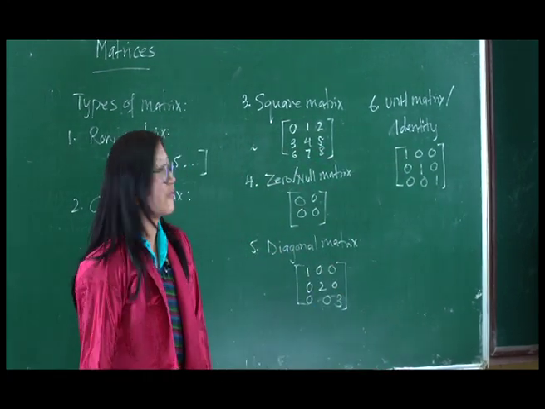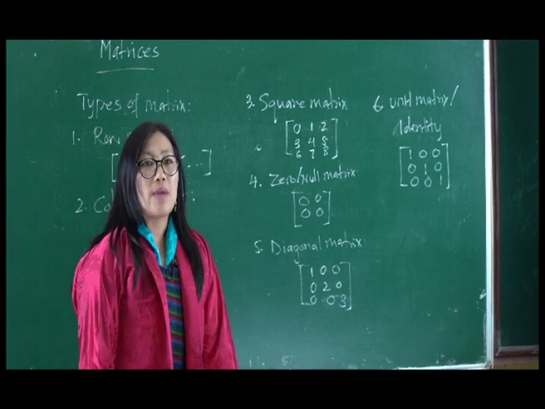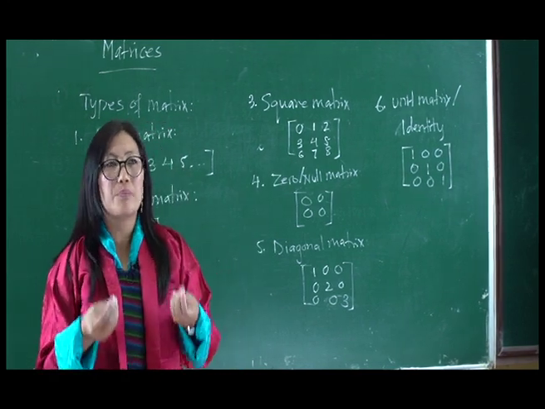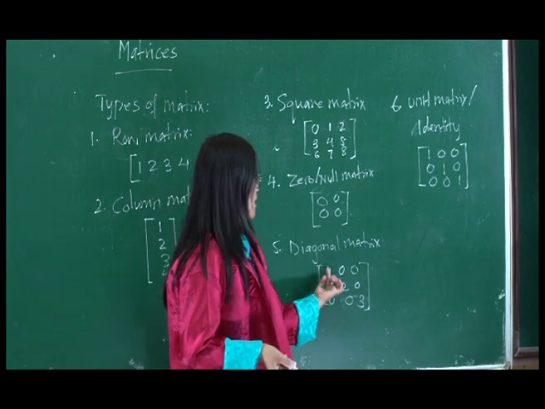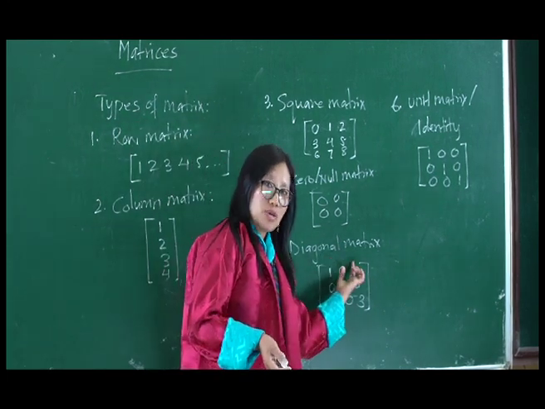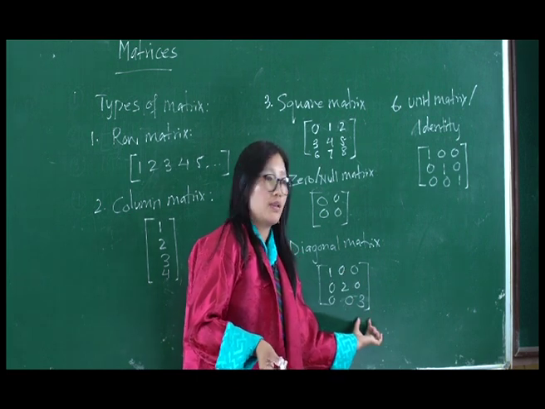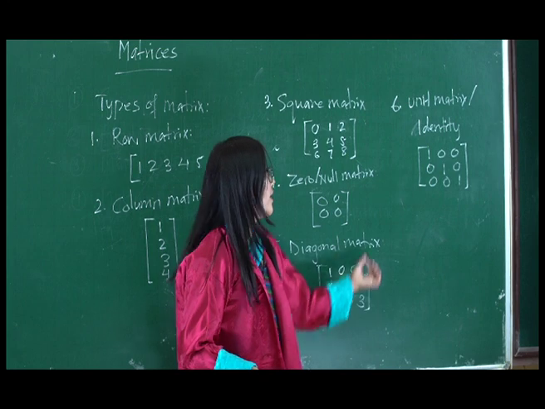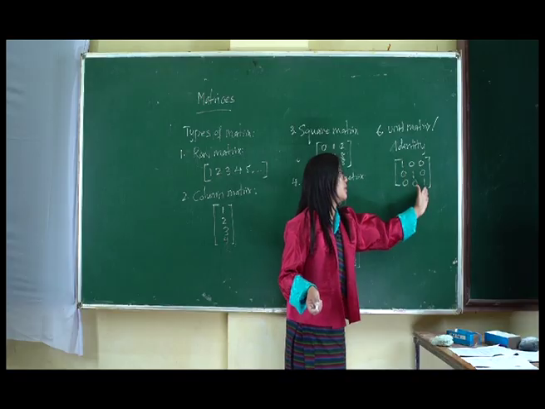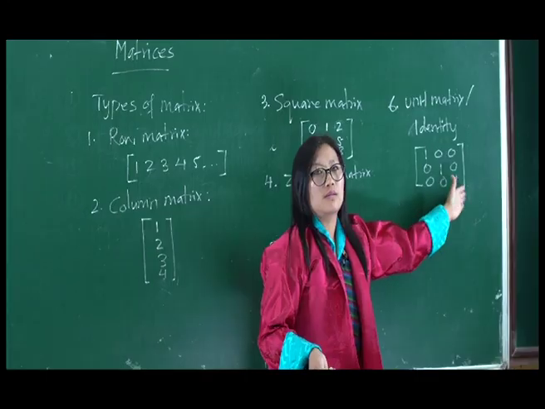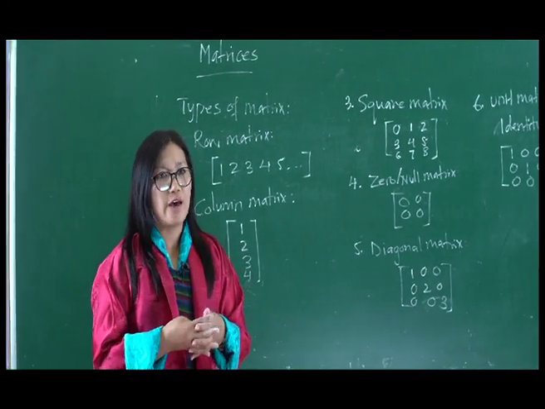If you look at the difference between these two, the diagonal matrix and the unit matrix, they are kind of similar, but they are not the same. Why? Because in the diagonal matrix, the elements in the principal diagonal are different, whereas in a unit matrix, all the elements in the principal diagonal are 1. So these are the 6 types of matrices that we have.